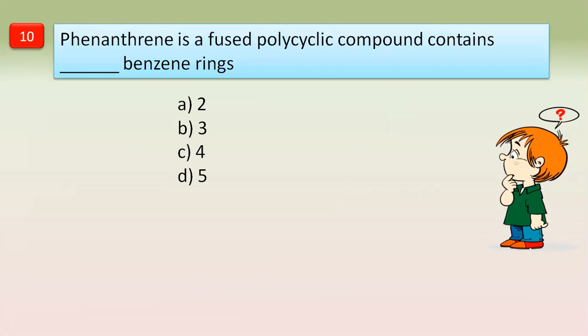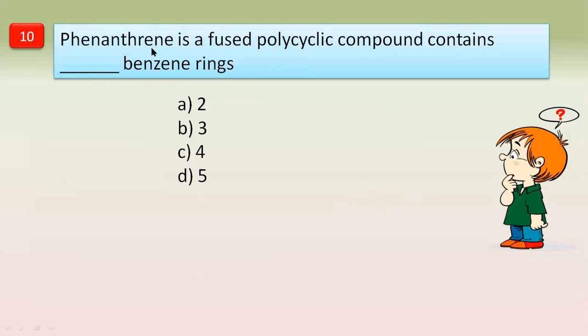Now see the 10th question, MCQ. Phenanthrene is a fused polycyclic compound. Polycyclic means it contains multiple benzene rings. So how many rings does it contain? It contains dash benzene rings: 2, 3, 4 or 5.